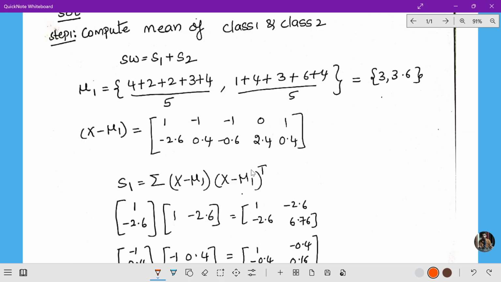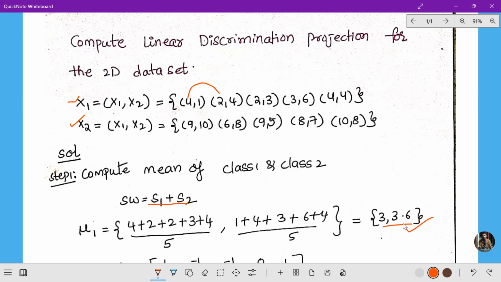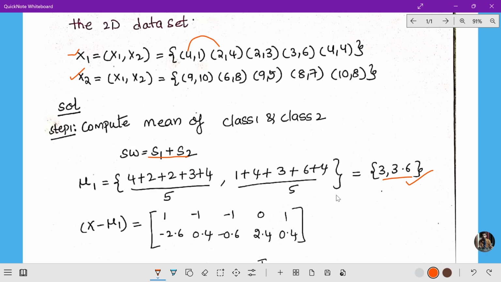So first we need to compute the mean of class 1 and class 2. What is the meaning of class 1? Remember all of you, this is called class 1 and this is called class 2. So S1 plus S2. How do we find this? Mean mu1 for the first class: you observe 4 plus 2 plus 2 plus 3 plus 4, so this is 3. Comma, 3.6. How do we receive this? 1 plus 4 plus 3 plus 6 plus 4. So this is 3 comma 3.6. So when we have this mu1, the first mu value is 3 comma 3.6.